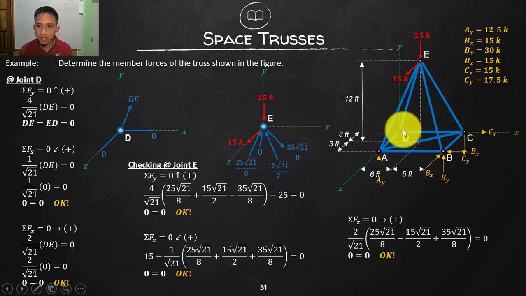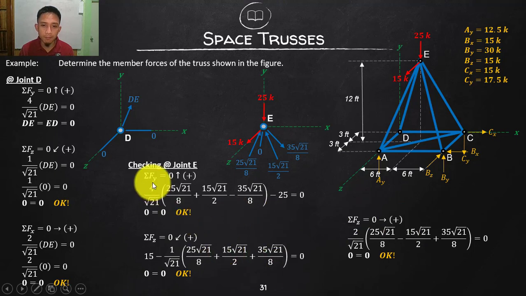We calculated your DE here to be 0, so that is 0. I am only putting the line, which means there is a member there. And then your CE, we calculated that one to be tension a while ago, so that is going away, and this is the value of that. So include these forces here along the axis, then summate the forces along the 3 axes. We should satisfy all the equilibrium.